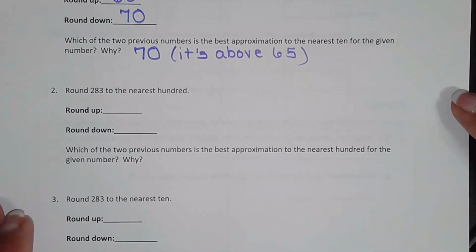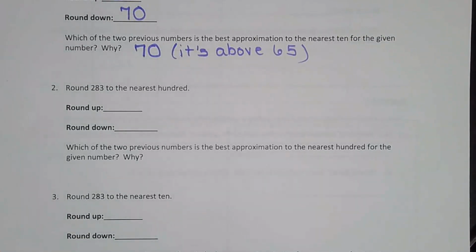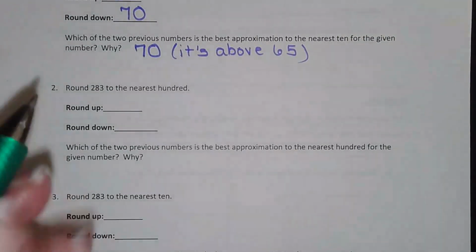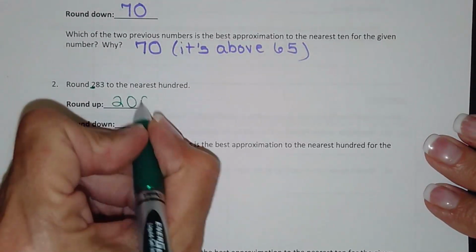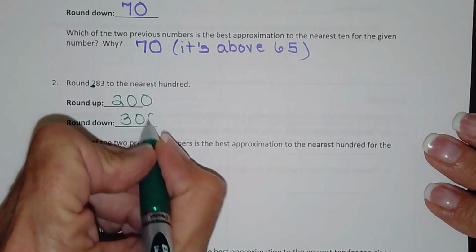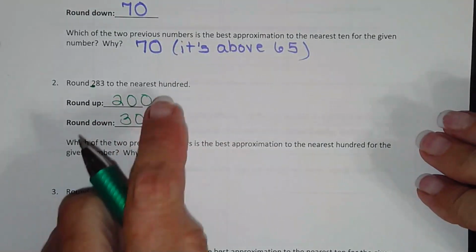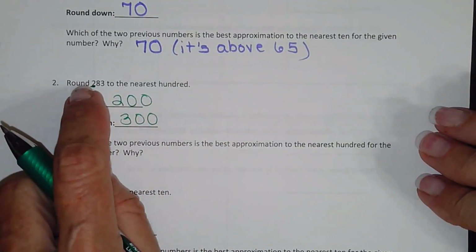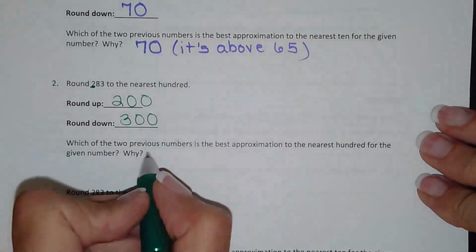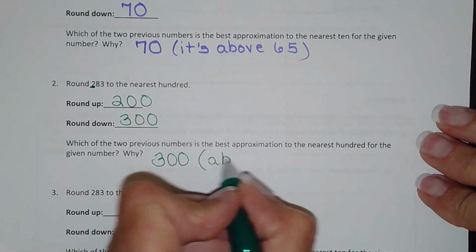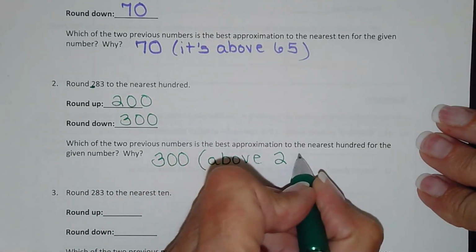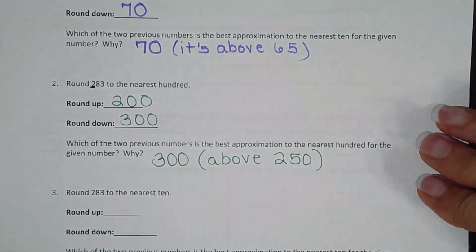Okay, next we're rounding to the nearest 100. So the nearest 100 would be 2. So I say 283 is in between 200 and 300. So 200 would be rounding down, 300 would be rounding up. 250 is in the center, and because this is larger than 250, it would be 300. And we can say above 250. That's why it goes to 300.